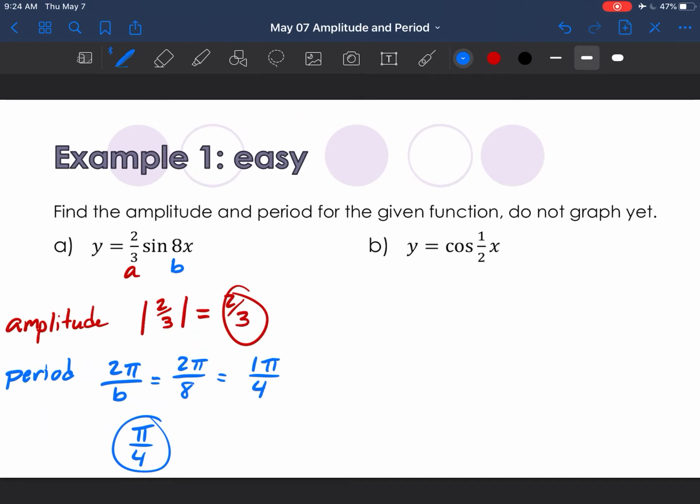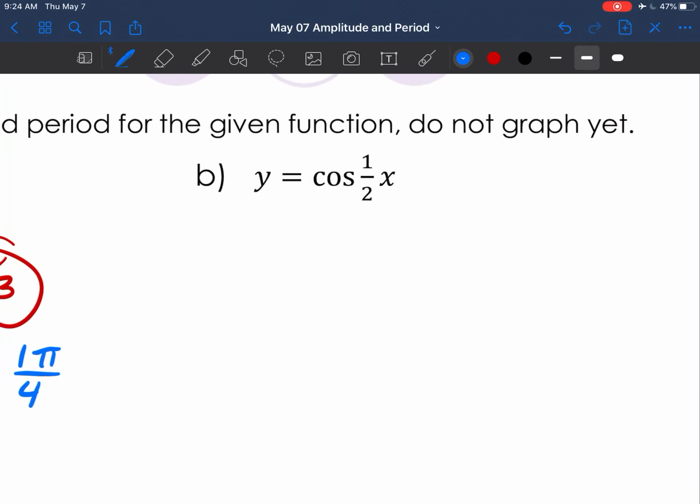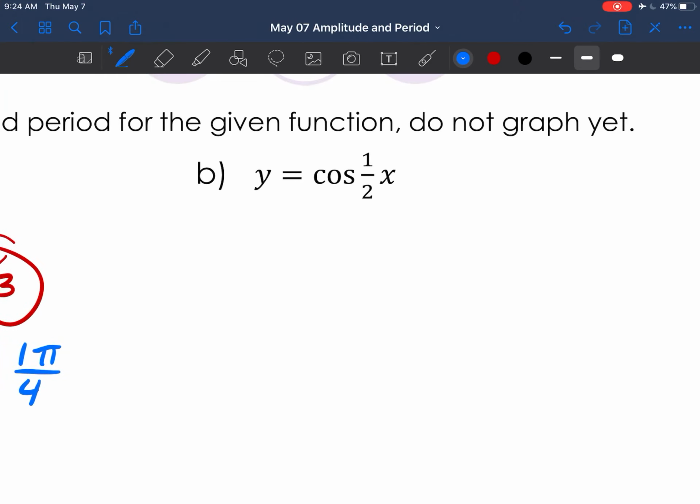All right, so let me do another one. This one's a cosine, but the steps don't change. So from before, a is whatever the number is in front, and b is the number that's with the x. So I'll start with amplitude again. For the amplitude, that's going to be the absolute value of a. Well, wait a second. Okay, so there's no number here, right?